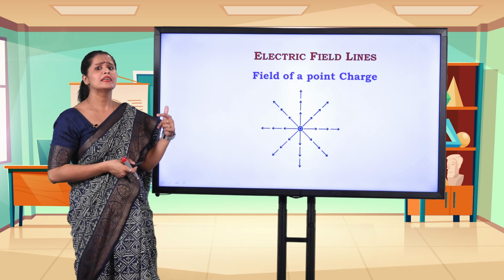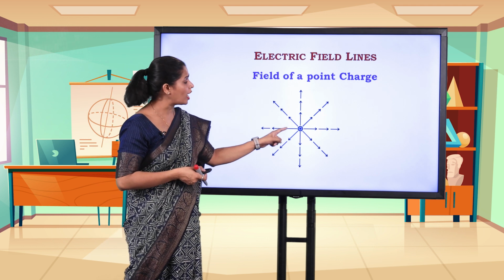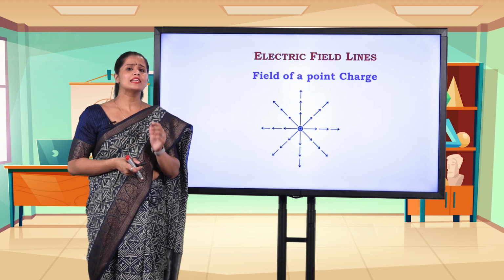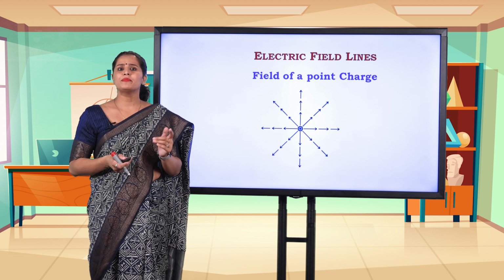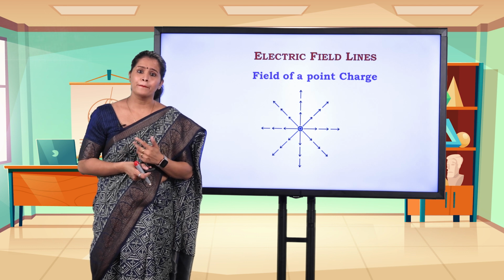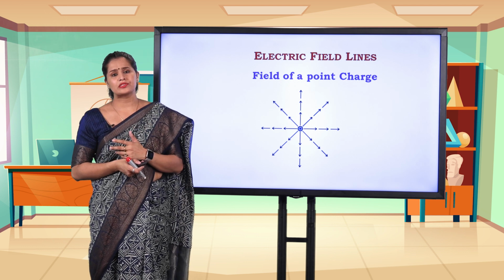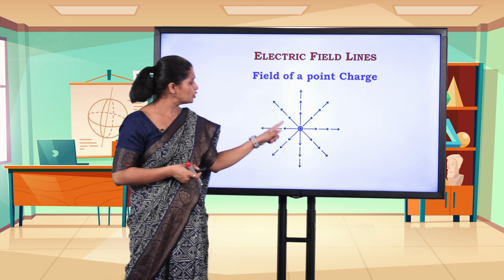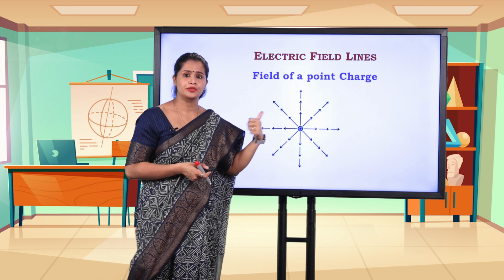Let us represent E due to a point charge pictorially. As we know, electric field is a vector quantity, so it can be represented as we represent the vectors. But how to draw these vectors? Let's find out. Let the point charge Q be placed at origin.